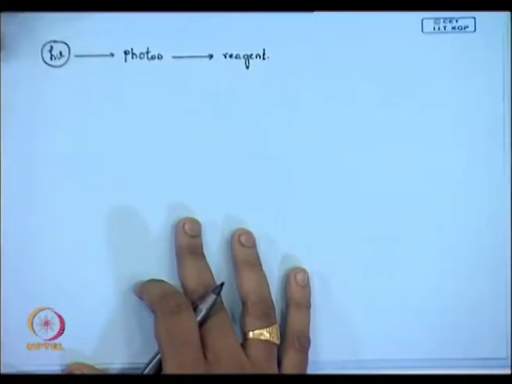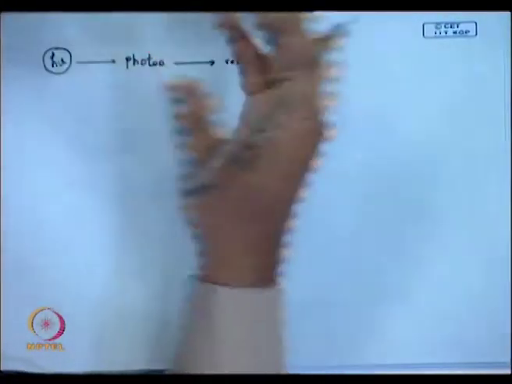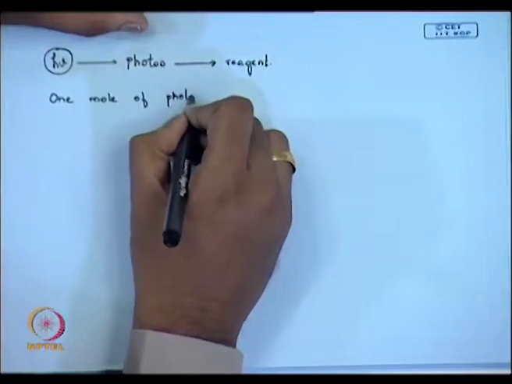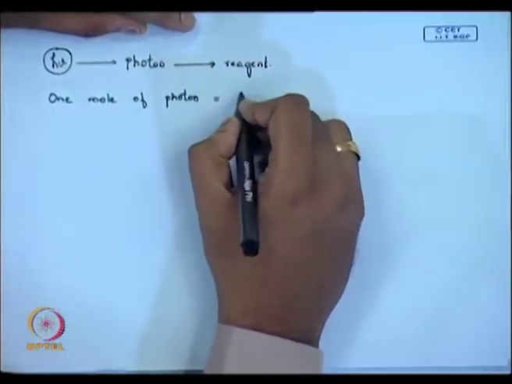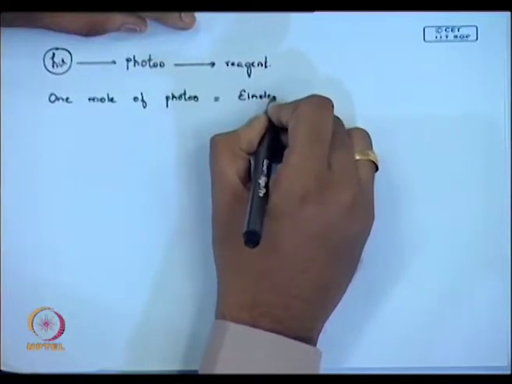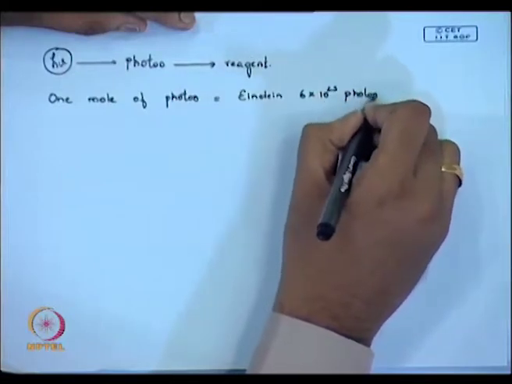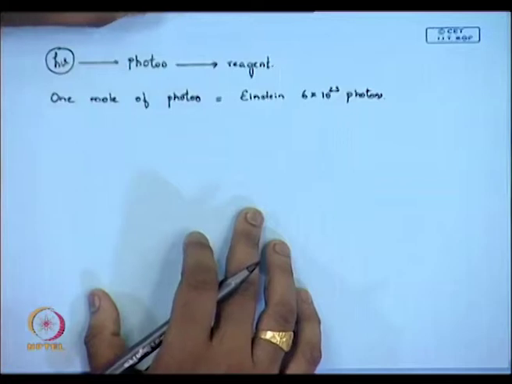Normally if you do a chemical reaction, if you take a reagent, you always say that it is 1 mole of reactant and 1 mole of reagent that I am adding to get my product. Similarly, we can also communicate for photons. We say 1 mole of photons, which we can call an Einstein, that is 6 into 10 to the power of 23 photons. This we call 1 mole of photons.